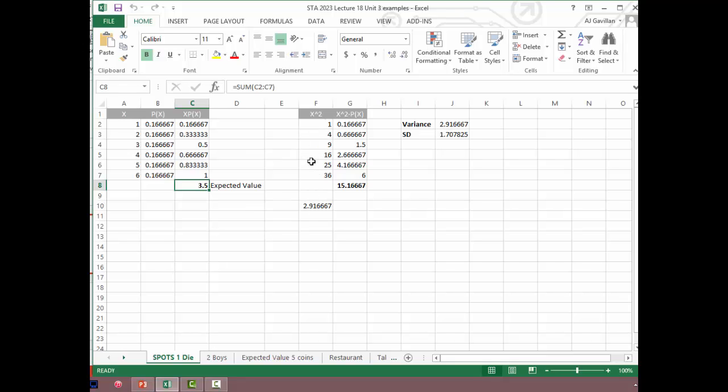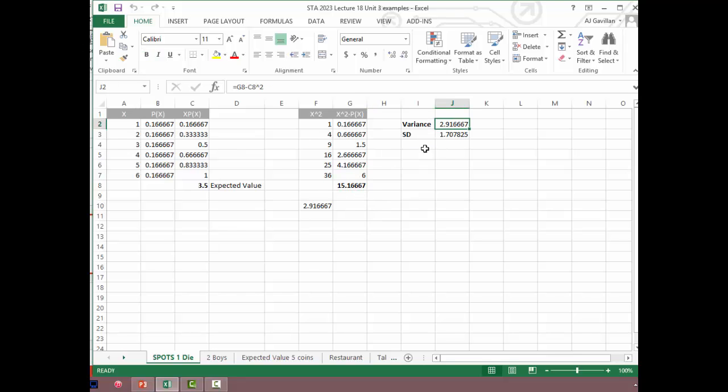Now, the first thing that you do is you square your x's. So here's my x values, and here is the square of each one. Then what I do is I take my x squared times the probability of each one. So 1 times 0.1667, 4 times 0.1667, and then I sum those up. So now I have this row right here, which is the summation of the product of the x squares times the probability.